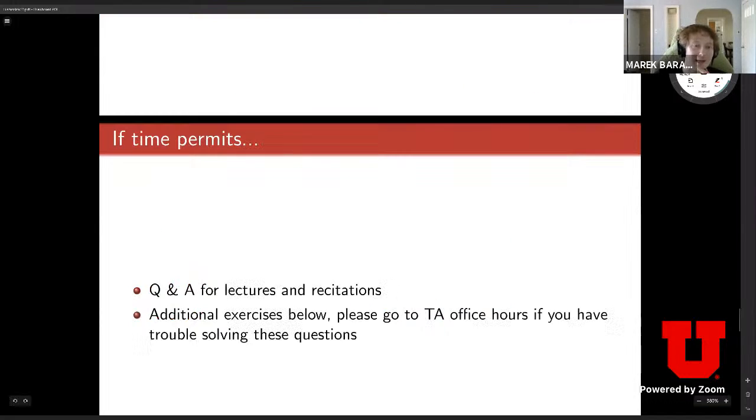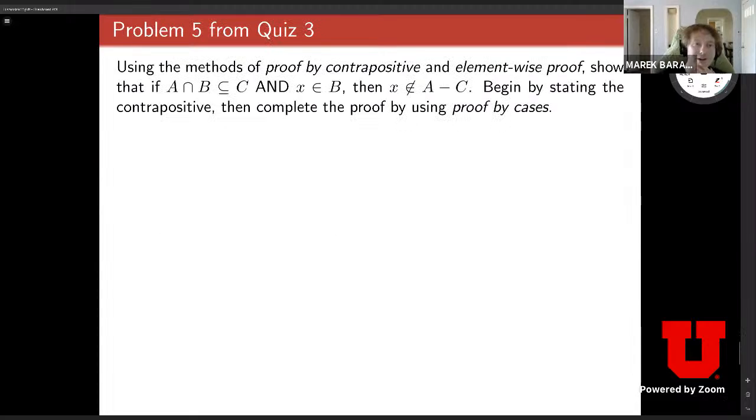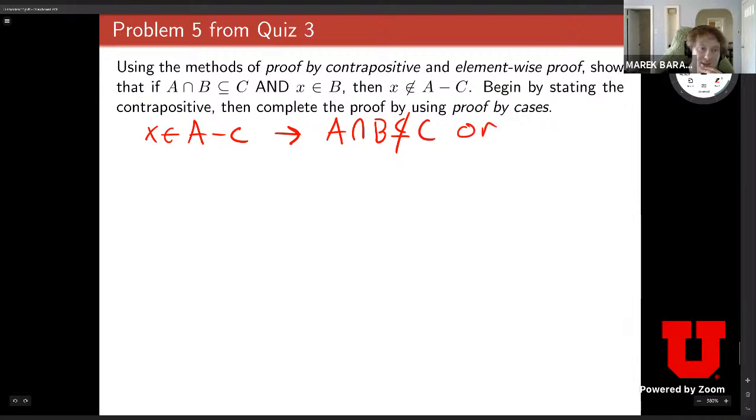Oh, one other thing is we have this problem 5. And this one, the contrapositive is: X is in A minus C implies A and B is not a subset of C, or X is not in B. And your cases are going to be X is in B or X is not in B.